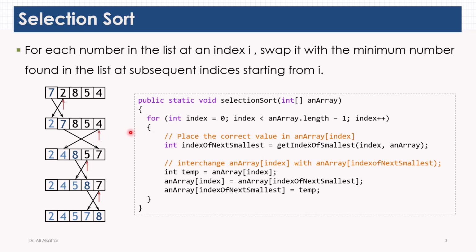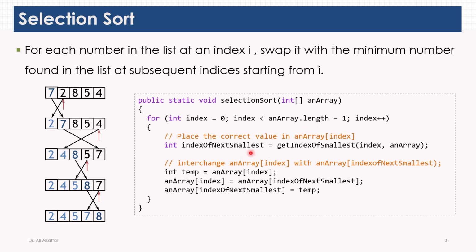To implement the selection sort, we will put the implementation in a static method called selectionSort, and it will accept as an input parameter the array that we want to sort. The method will have a for loop that will process the array from index 0 until the index that is immediately before the last index. So it will go up to less than, but not equal to, length minus 1.